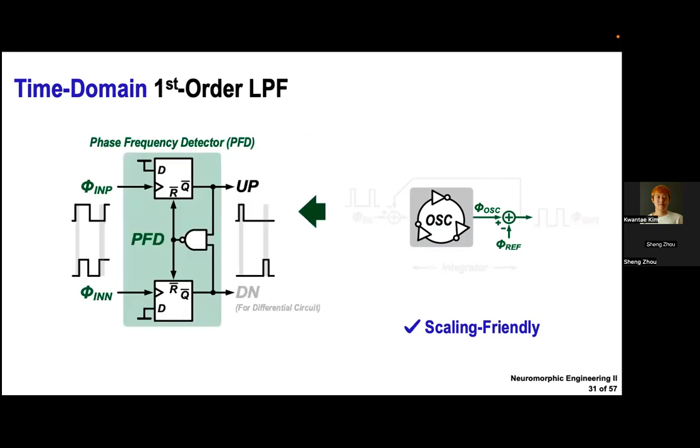And for extracting the phase difference, we can put a phase frequency detector, which is a very simple circuit with 2 D flip-flops and 1 NAND gate. Here, for example, we can see the input phase difference is extracted as output up and down signals. Here we are only using the up signal for simplicity. In implementing a differential circuit, we will use the down signal.